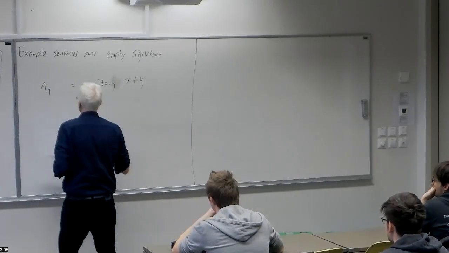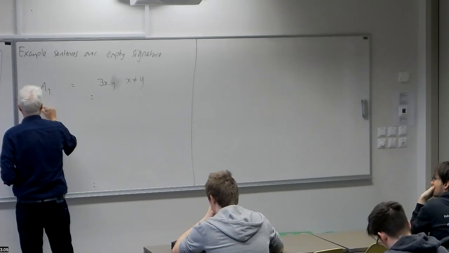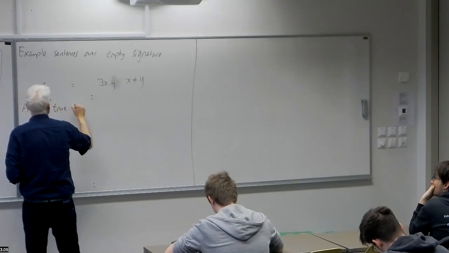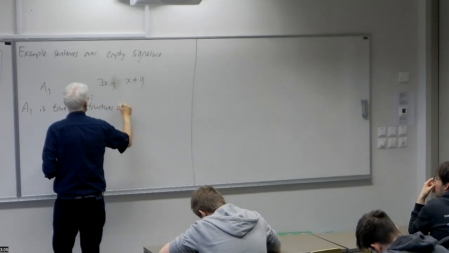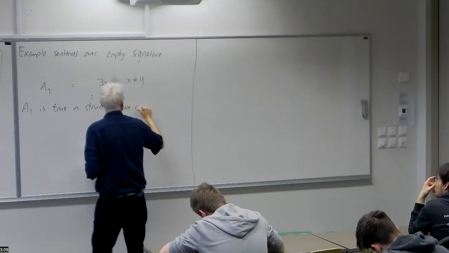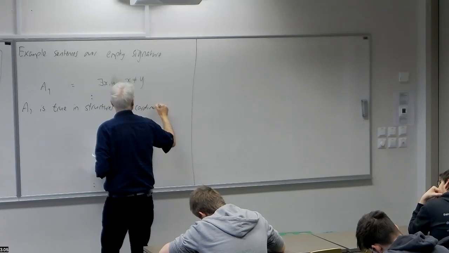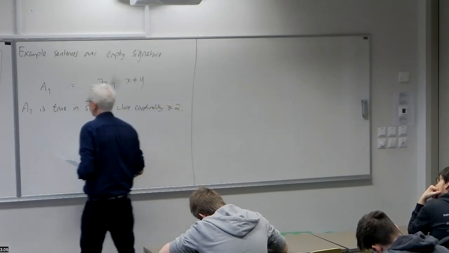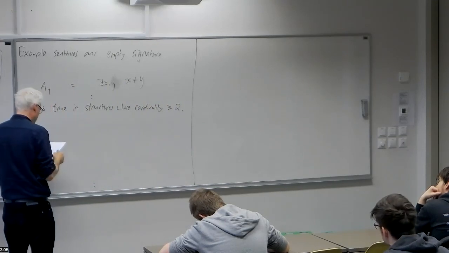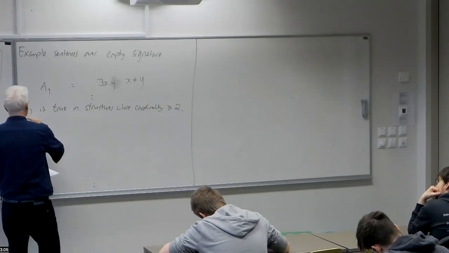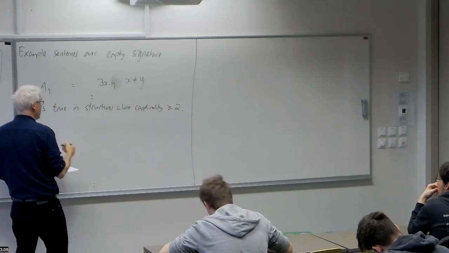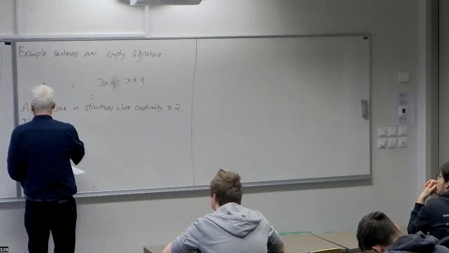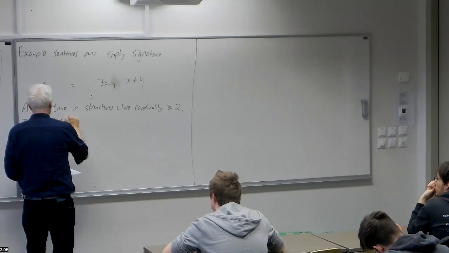So A1 is true in structures whose cardinality is greater than or equal to 2. So it is not valid because there exist structures whose cardinality is 1. It's not valid.